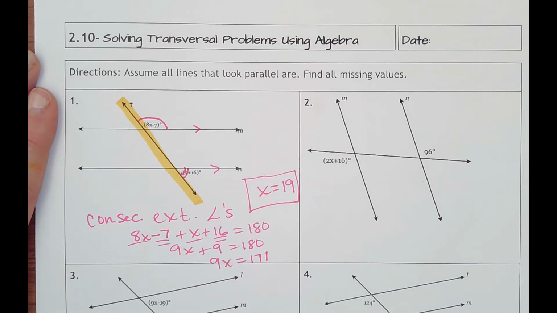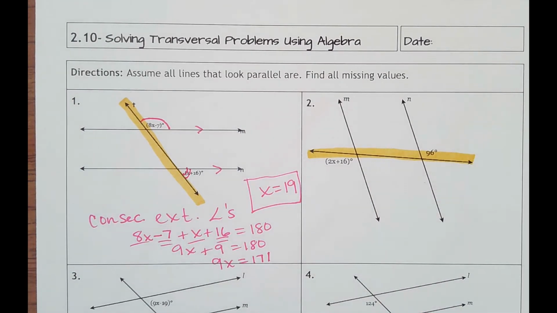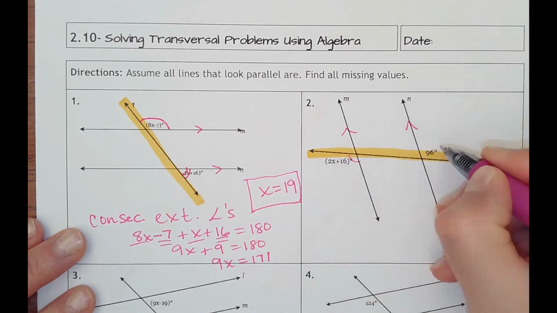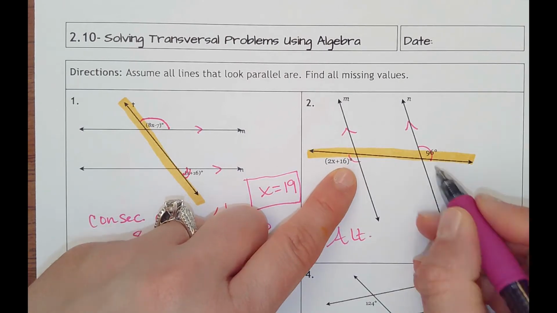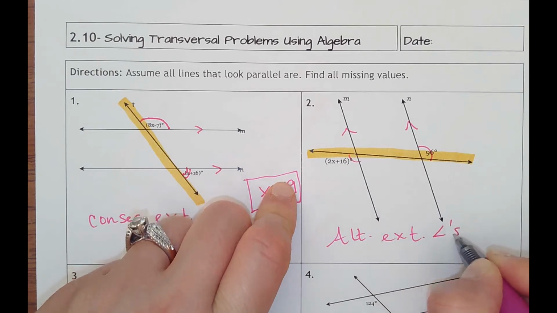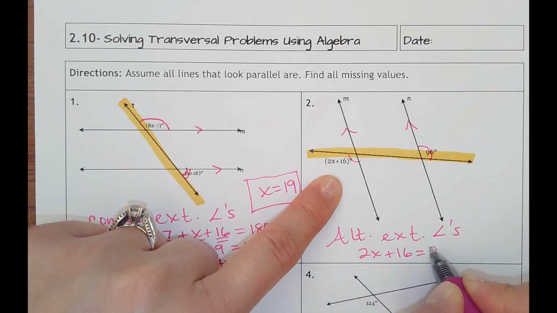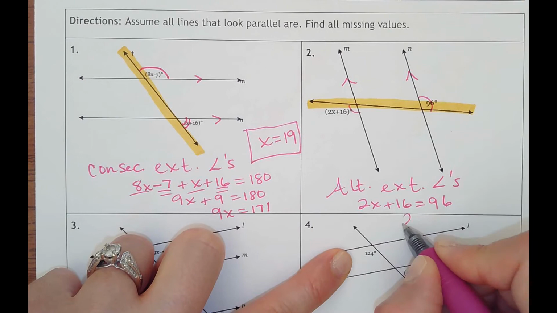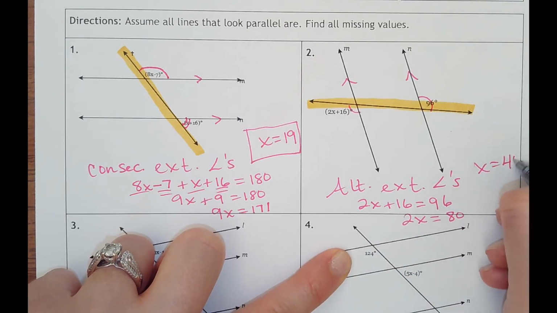Number 2, our transversal is now going this way through lines M and N. We've got an angle here and here. They are alternate, and they're exterior, they're outside the parallels. And when they're alternate, they are congruent. So we would say that 2x plus 16 degrees would have to equal 96. Subtract 16 on both sides, that would be 80. And divide by 2, so x is 40.